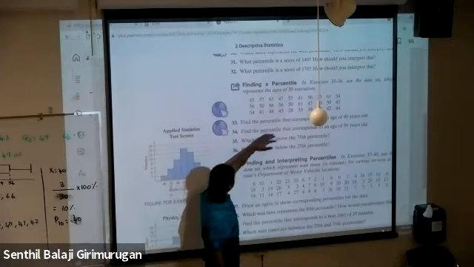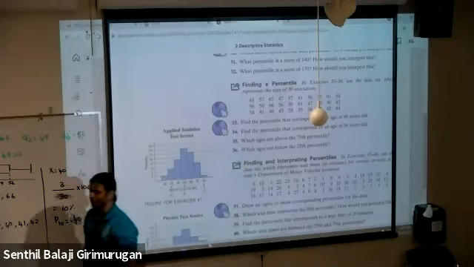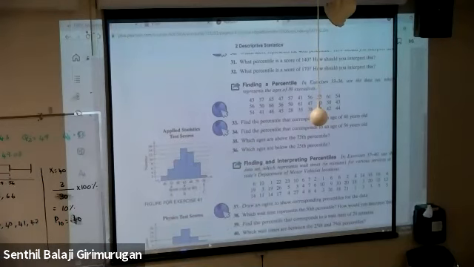Okay, let's give number 34 a try. So we are trying to find the percentile that corresponds to 56 years old. 75. We have the answer ready, it is 75. Made it easy for us.